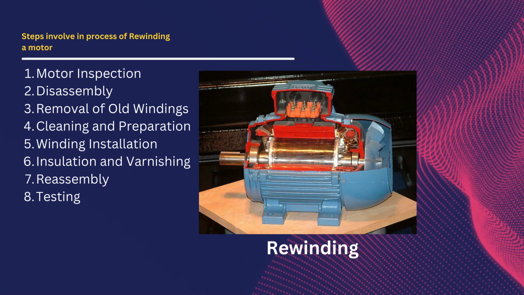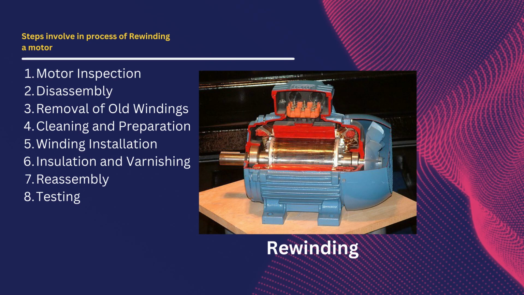The process of rewinding a motor typically involves the following steps. First is motor inspection. The motor is first thoroughly inspected to identify the extent of damage and the specific areas that require rewinding. This includes examining the condition of the windings, insulation, core and bearings. Second is disassembly. The motor is disassembled to access the stator or rotor windings. This may involve removing the end bells, rotors and any other components necessary to access the winding.